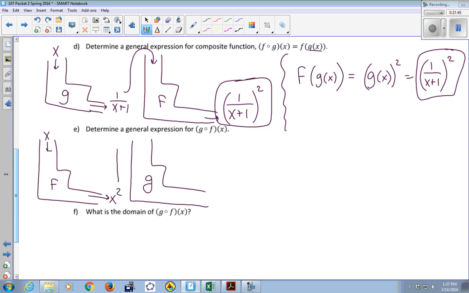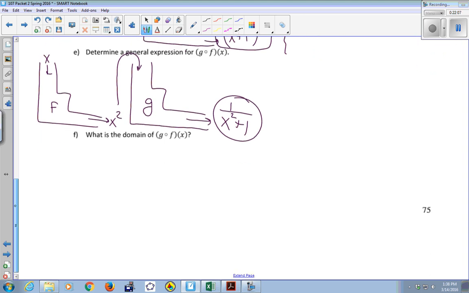You're going to take that X squared and we're going to run it through the G machine. What happens when you put it through G? Awesome. 1 over x squared plus 1. Because G takes whatever you put in and does 1 over that thing plus 1. Good.